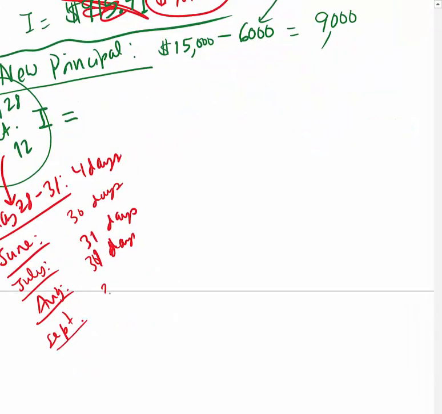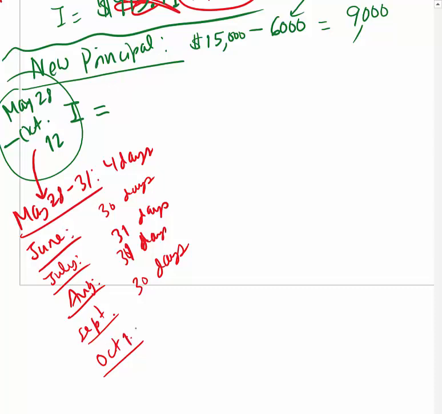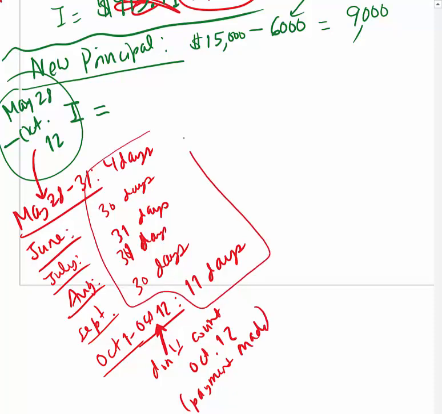September has 30 days. Okay, and then we're finally in October, where you only want from October 1st to October 12th, and we're not counting the 12th. Because if you make a payment that day, you're not going to count that day against them, right? So that's 11 days. Don't count October 12th because a payment was made that day. You're not going to charge me interest on the day I made a payment, right?